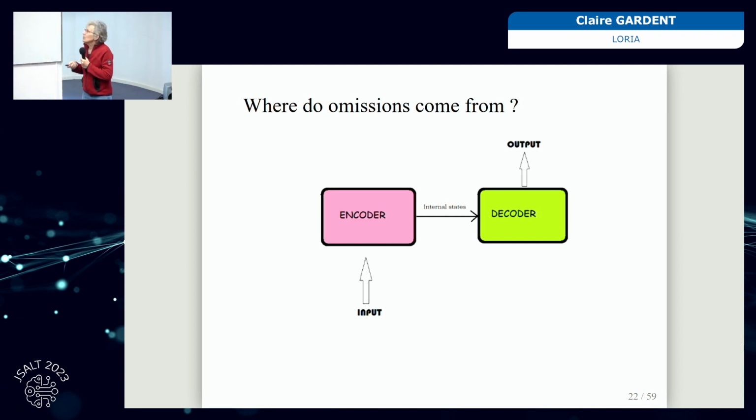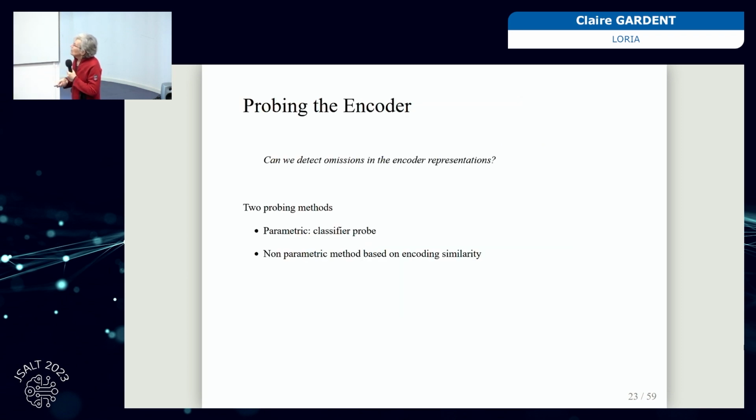Our hypothesis was that the embeddings of graphs that contain omissions, so the embedding of the entities that are omitted, had a weak signal. And so we wanted to test this hypothesis by probing the encoder. We use two methods for probing the encoder. The first one is a standard parametric classifying probe, and the other one is a non-parametric method, which is based on the similarity of the graph encodings.